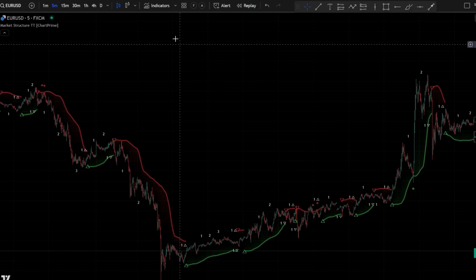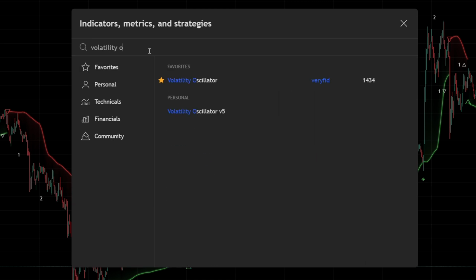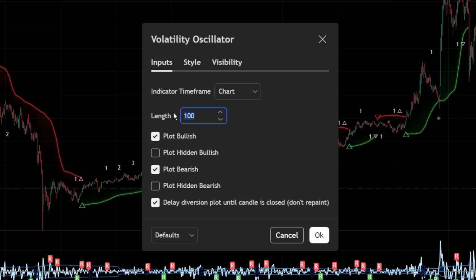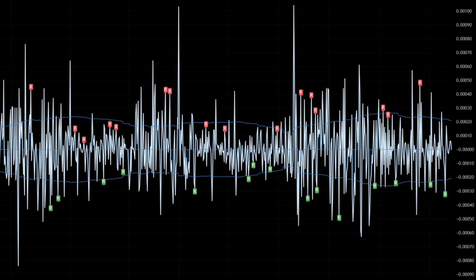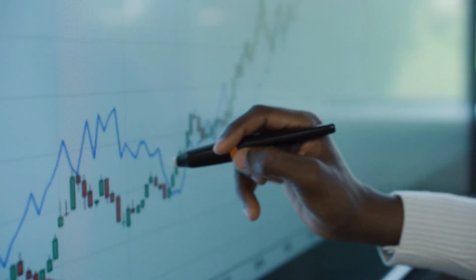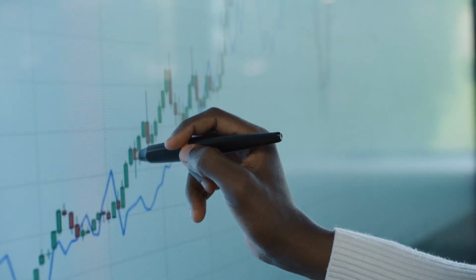Let's add our confirmation indicators. First, search Volatility Oscillator. Go to its settings and change the length to 150. This indicator will help us see if the entry candle is strong enough. But if you're more experienced, you can trade without it and measure the candles yourself.